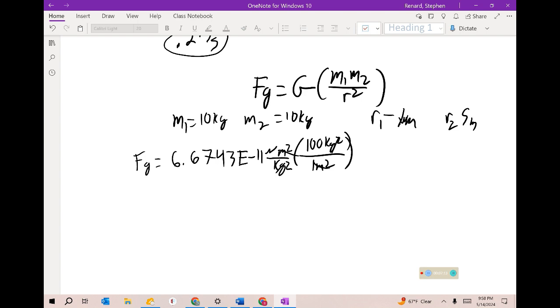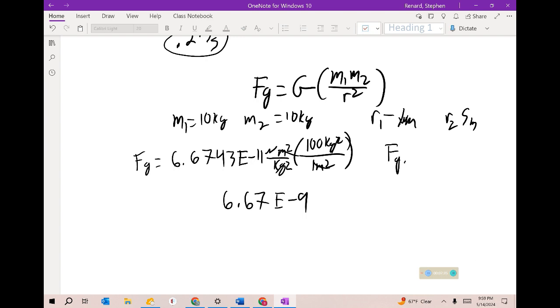So here the force of gravity between the two would be 6.67 e to the negative 9th. 100 divided by 1 is 100. 100 times that just moves the decimal point 2 places, so we just make it 100 times bigger.